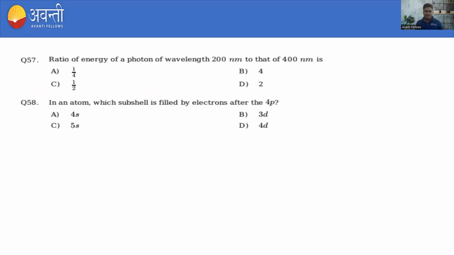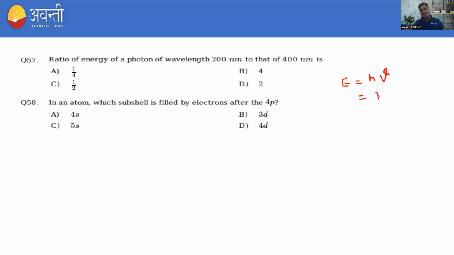Now, let's move to the next question, question number 57. This question asks for the ratio of the energy of a photon of wavelength 200 nanometer to that of 400 nanometer. This is a very simple question. We all know this question is from Planck's quantum theory, that is E is equal to h nu.